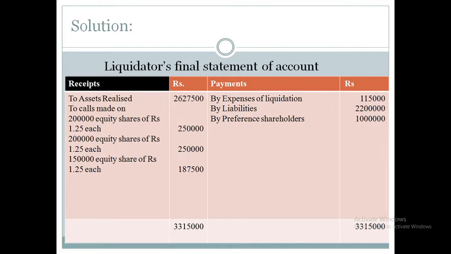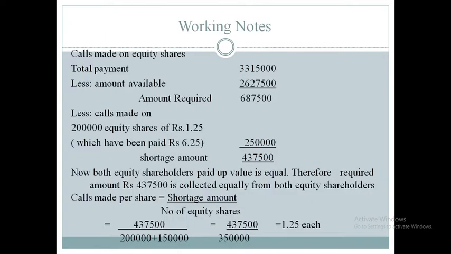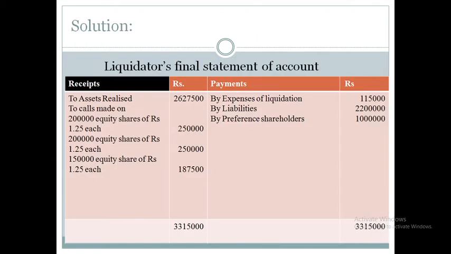So totally it will be 23 lakh 15,000 we have paid, and we have cash of rupees 26 lakh 27,500, and still we need to pay the preferred shareholders. So we need to find out how much amount is required here. Leave the equity shareholders. At least we need to pay the preferred shareholders here. Preferred shareholders amount to rupees 10 lakh. 1 lakh 6% preferred shares of rupees 10 each means it is 10 lakh. So we need to pay the 10 lakh amount to the preferred shareholders.